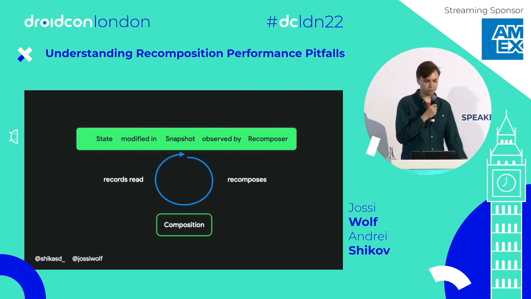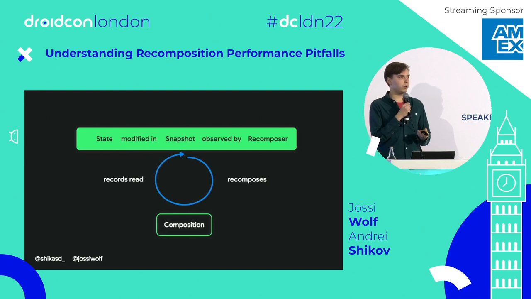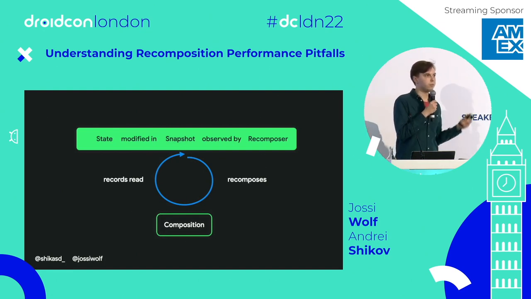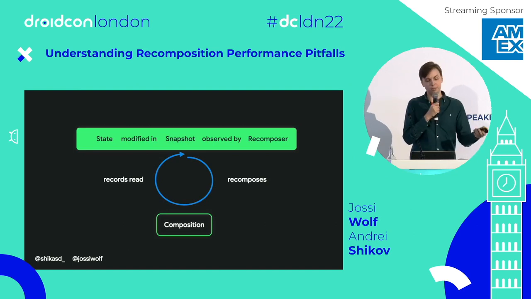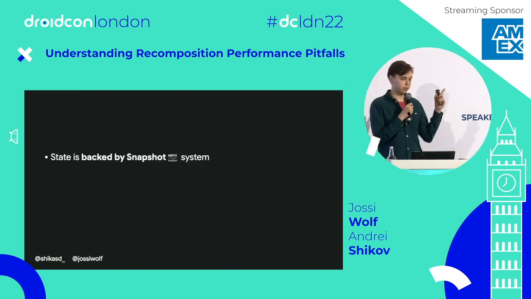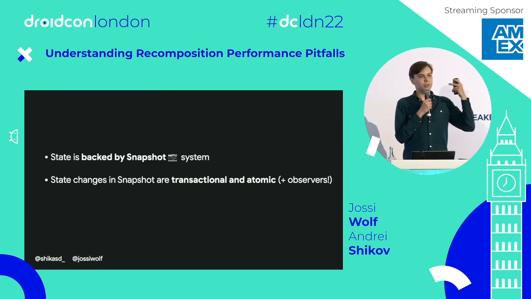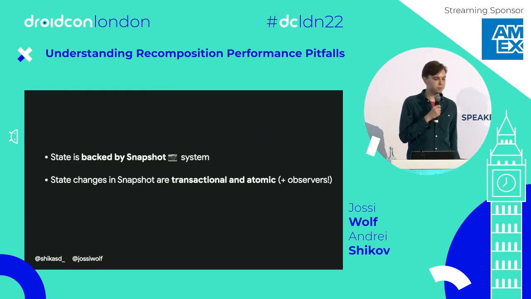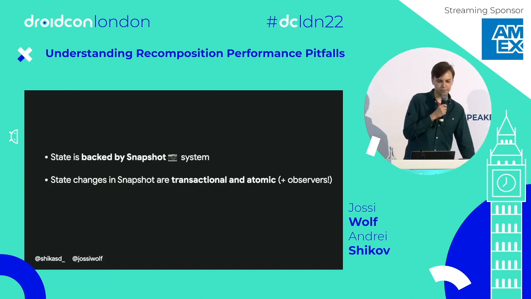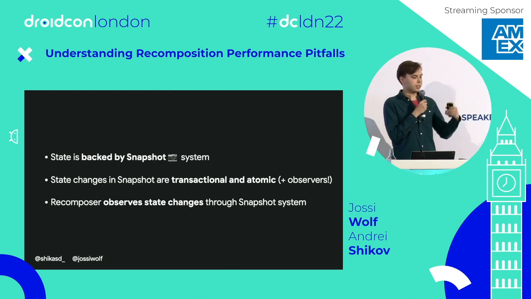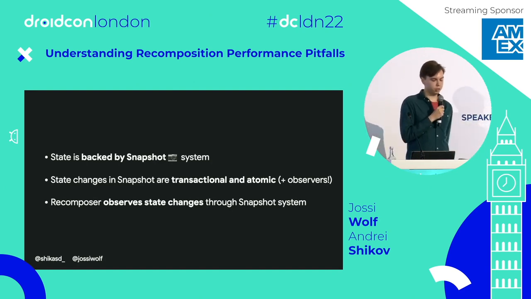by the snapshots. Snapshots is a pretty complicated thing, and we won't be going through the whole system here, because it will take more than the 40 minutes that we have for the slot. But the important part to know is state is backed by the snapshot system. This snapshot system allows states to be transactional and atomic, and also brings us the observers for reads, for writes, and for applies later. And the last thing is these observers are used by the recomposer to observe the changes through the snapshot system.